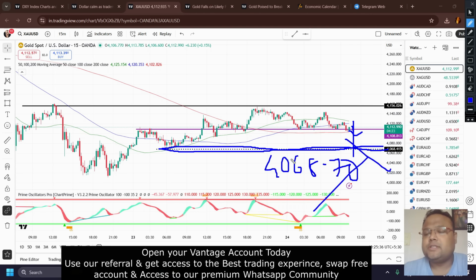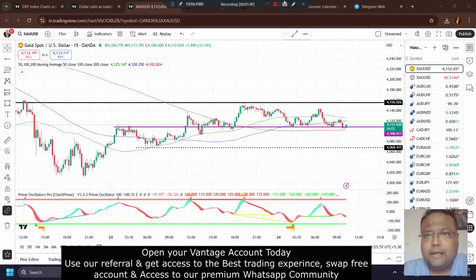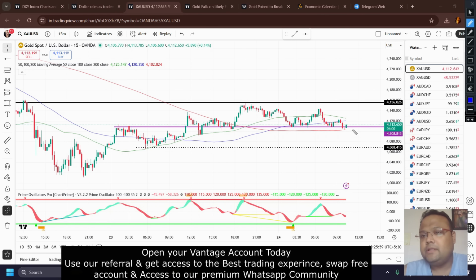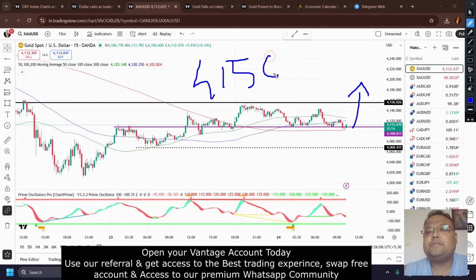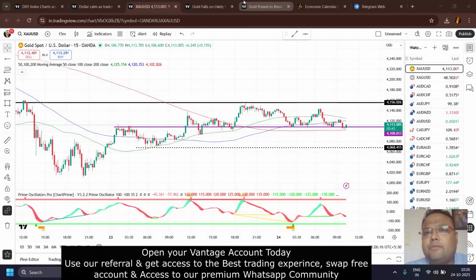So this is the first support, or the only support during the day, where we can look for a buy position in this market. And if the market goes up, my dear friends, then obviously you can look for a buy above 4156, 4157. But right now the chances of a breakout are less. During the European session, if any opportunity arises, then we can look for a buy at a breakout above 4156, 4157.